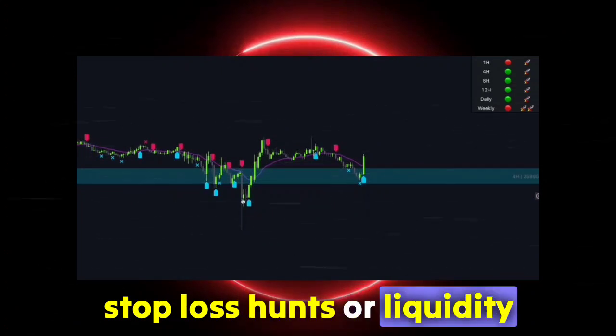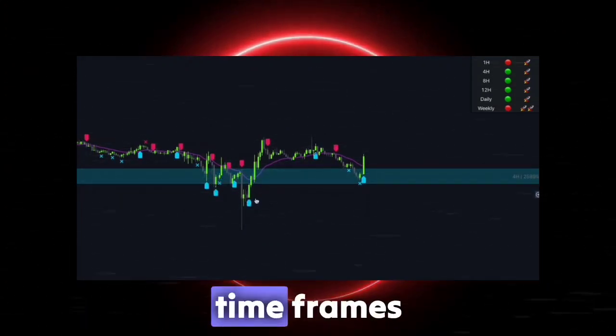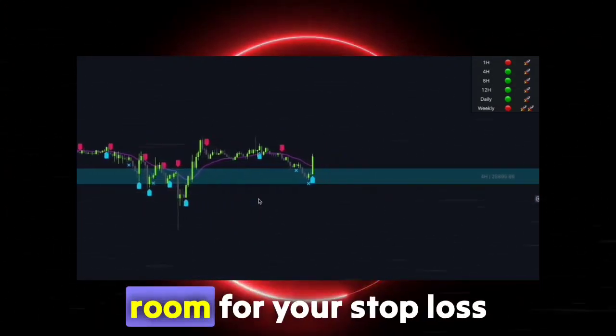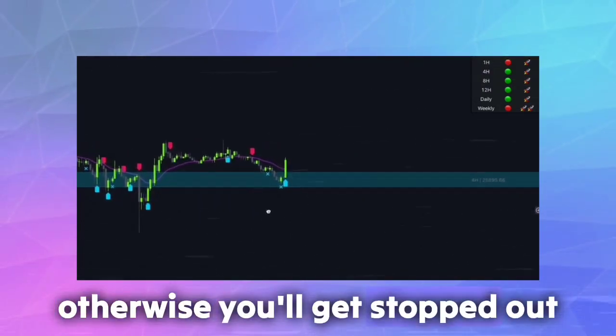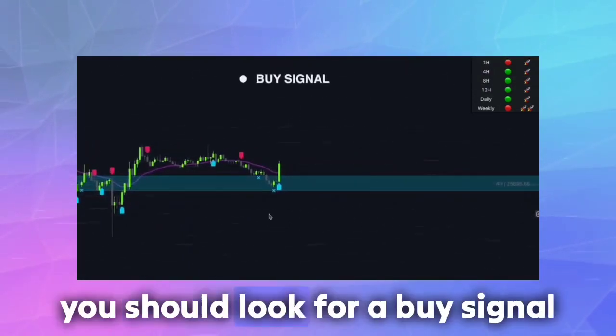Stop loss hunts or liquidity grabs are often seen in shorter time frames, so be sure to leave sufficient room for your stop loss, otherwise you'll get stopped out. After the pullback, you should look for a buy signal.